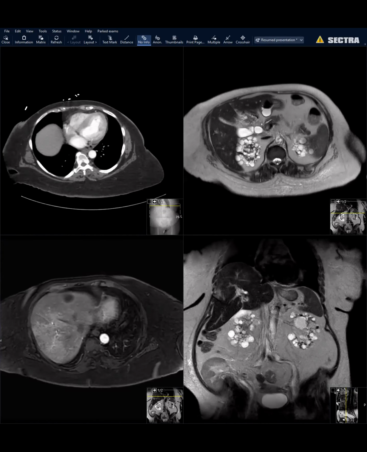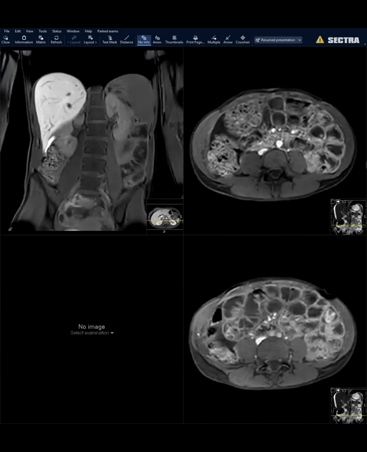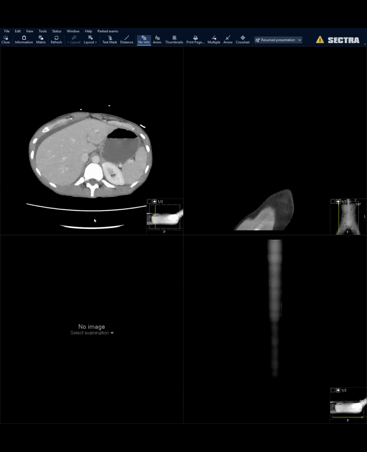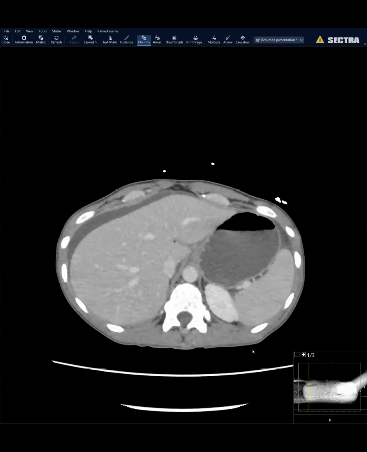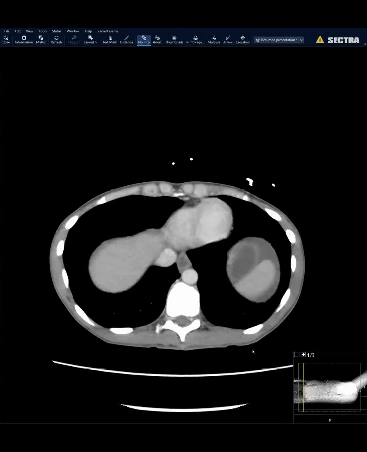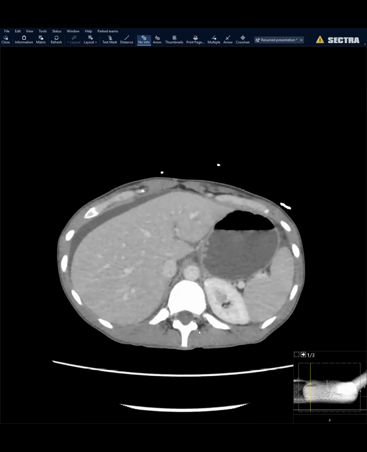Okay, next one. This was just a show and tell case. This patient had had a cholecystectomy a week prior to the scan. And one of our residents actually made this call, I think. So it's a good kudos case for them.